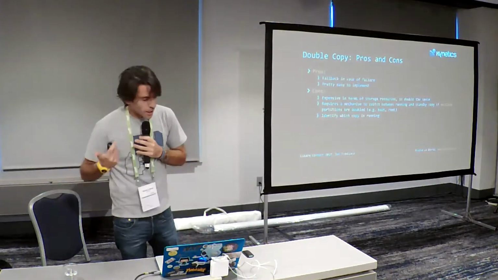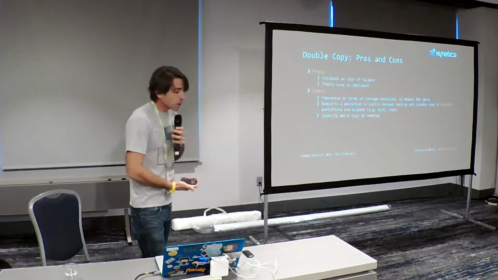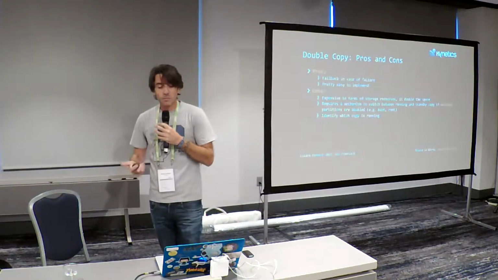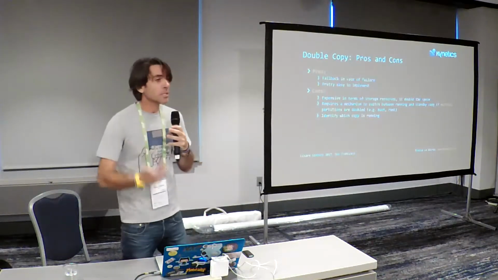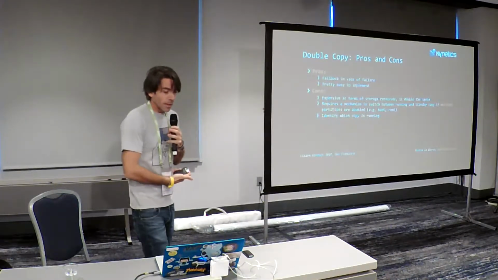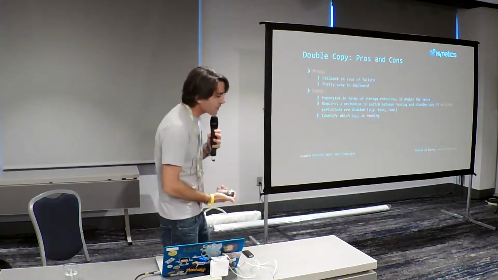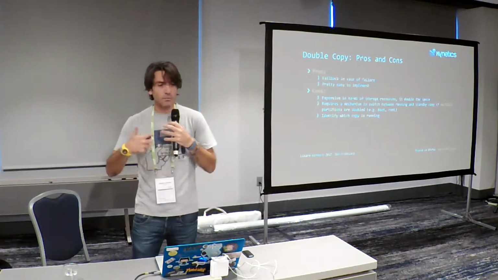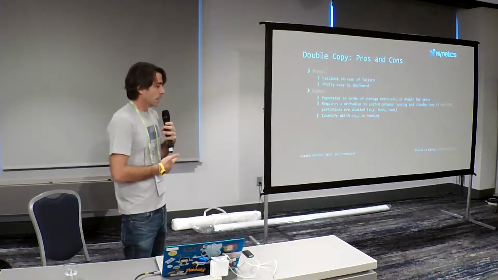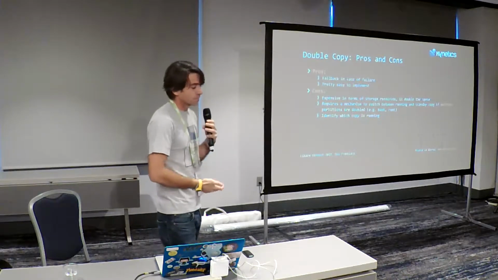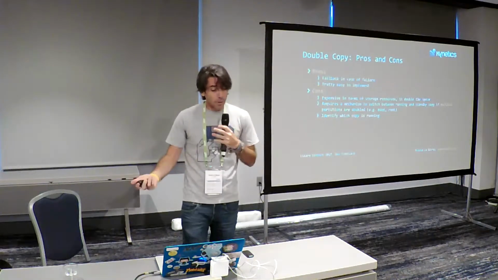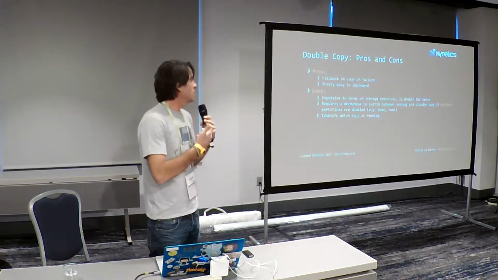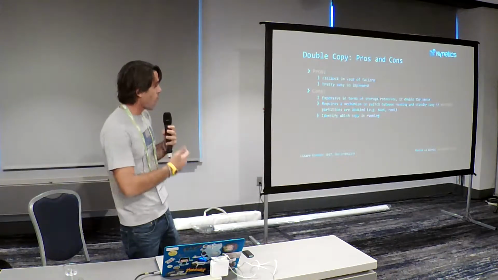So what are the pros and cons? The double copy has a fallback. So if something goes bad, you still have one operating system that is always bootable. And it's pretty easy to implement. However, it's very expensive in terms of storage, right? If you have a big root file system, you're going to double it. And if you have multiple partitions, you have to reproduce the same partitions twice.